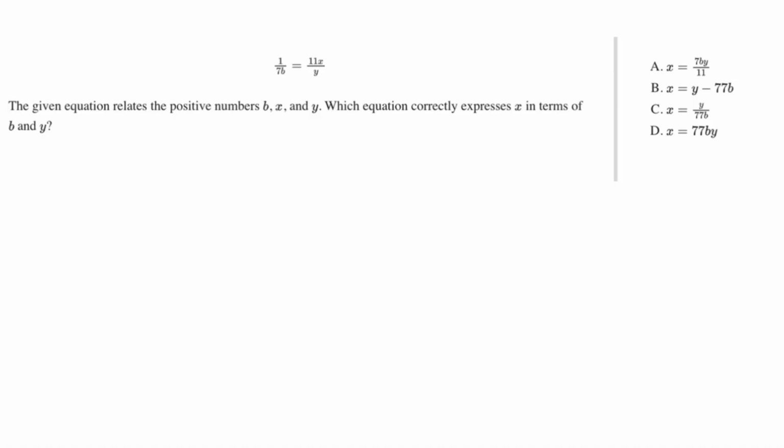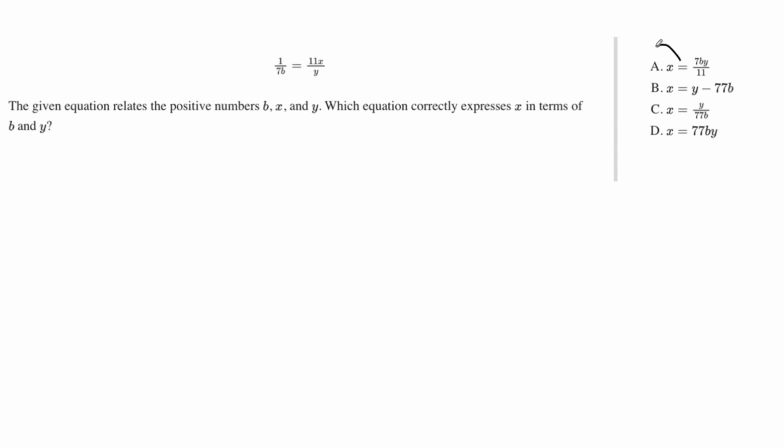So here's our first problem for solving systems of equations. It's found in Blue Book's practice test 4. We're not going to use Desmos because generally Desmos has a harder time working with 3 variables, and we're also just putting a variable by itself. We're not actually solving this problem. The problem asks us, the given equation relates the positive numbers b, x, and y. Which equation correctly represents x in terms of b and y? In this problem, we're going to want to get x by itself.